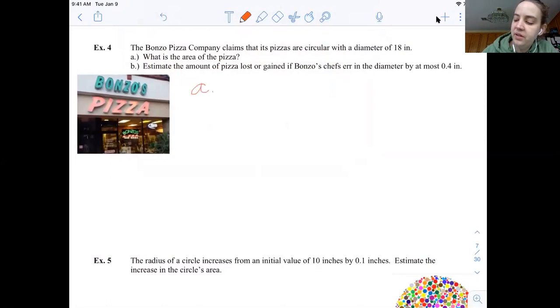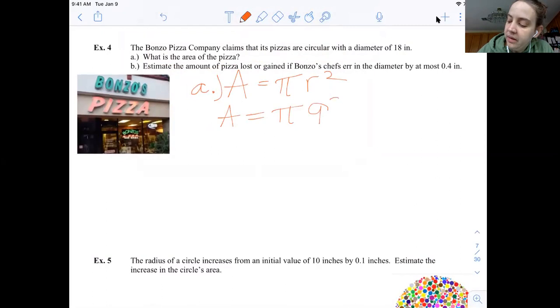Area formula for a circle. If we were in class, I'd ask you to remember that. Some of you would remember, some of you wouldn't. But it's pi r squared. Area equals pi r squared. So what is the radius? The diameter is 18. The radius would be 9. If I leave this in terms of pi, which is perfectly acceptable, the area is 81 pi.